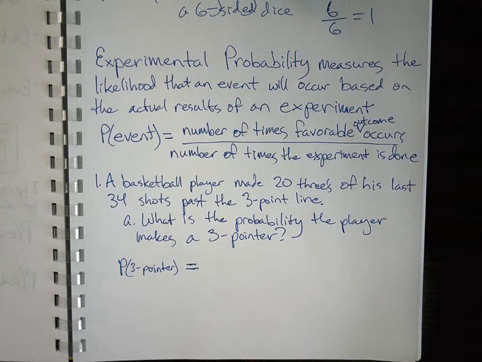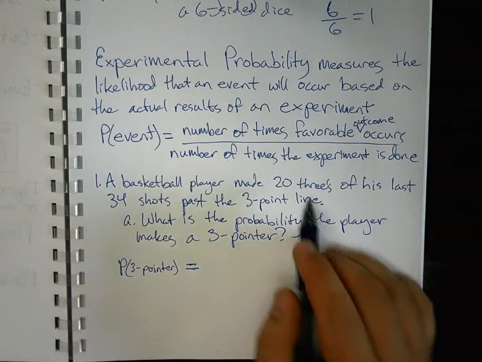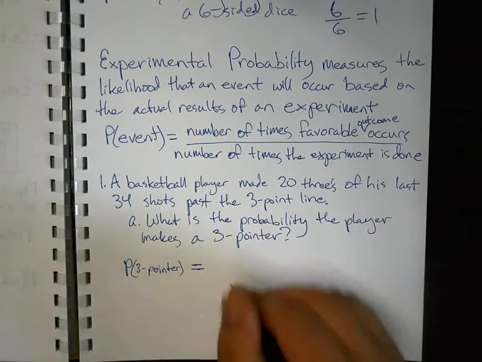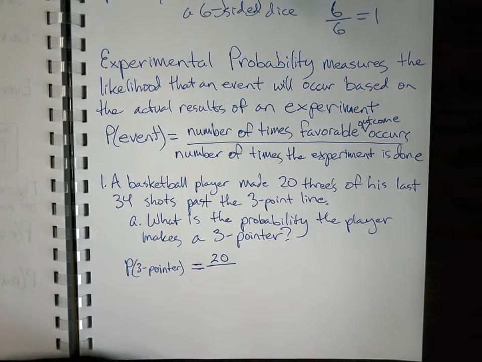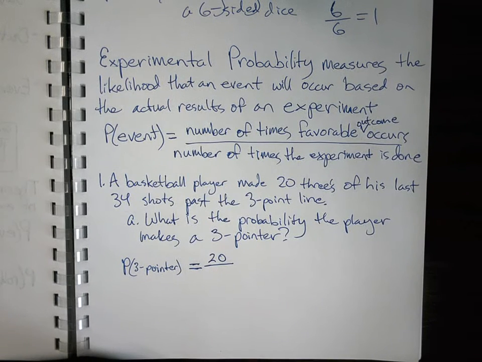The favorable outcome is just that the basketball player makes a three-pointer, right? That's what we're interested in. What's the probability of his making a three-pointer? That's our desired outcome. And we know that he's made 20 threes of his last 34 shots. So the times the favorable outcome occurs, that's just 20. And that's over the number of times the experiment is done. Well, the experiment in this case is kind of a scientific word for basketball in any event, but it's just the fact that he tries a shot past the three-point line, right? That's the experiment that's done, so to speak. And how many times was that experiment done?